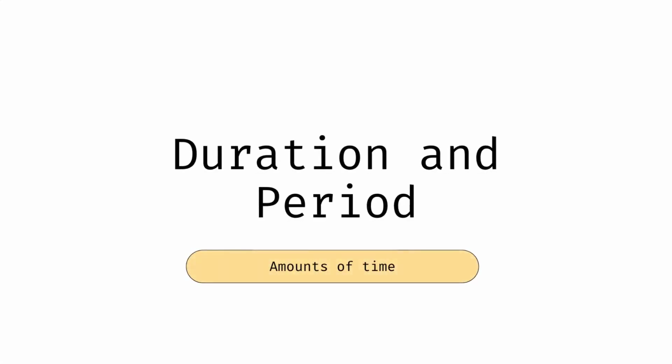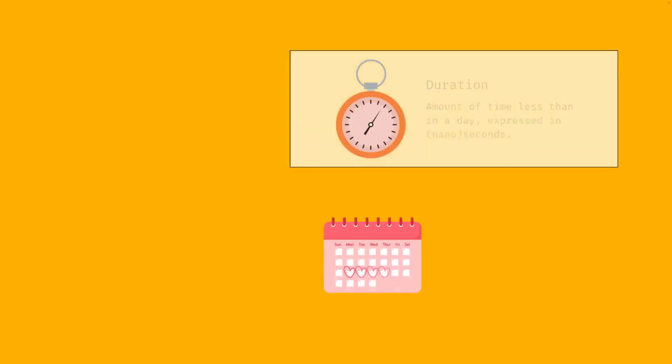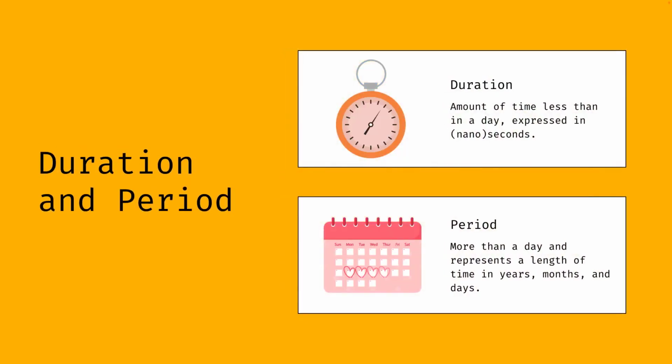When we want to express an amount of time, we can use the Duration and Period classes. Duration and Period are classes in the Java Date and Time API that represent a length of time. Duration is typically used for amounts of time less than a day. It represents time in seconds and nanoseconds, while Period is for more than a day and represents a length of time in years, months, and days.